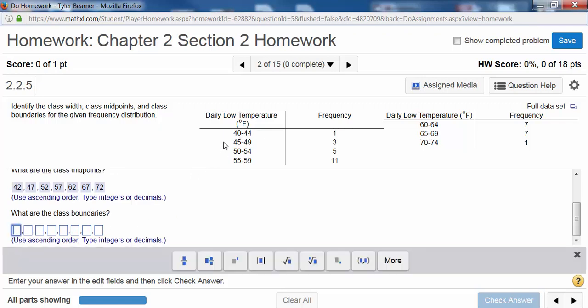So we technically have a class boundary that is below the first class at 39.5. Right? So any temperature value that is between 39.5 and 40 would actually round up and get included into this first class. Anything less than 39.5 would not be included in the first class.